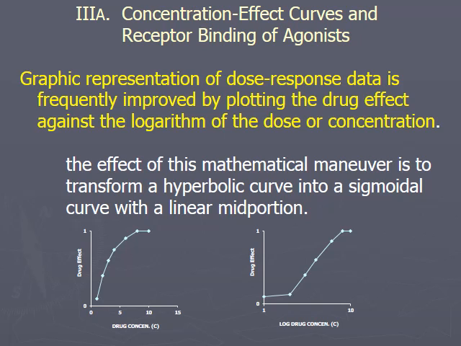Because I might be looking at a dose-response curve, but if you're not expecting to see an S-shaped curve with a linear mid-portion, you might not think it's a dose-response curve until you realize it's just a transformation of the same data. Right? Really, it was done for a practical purpose.